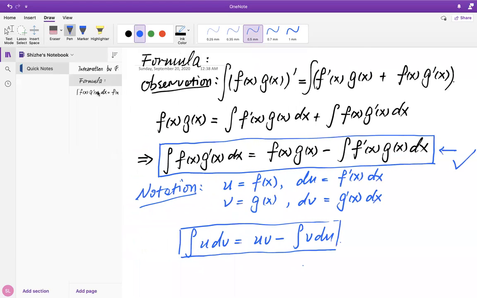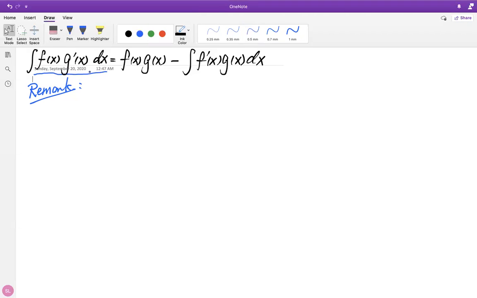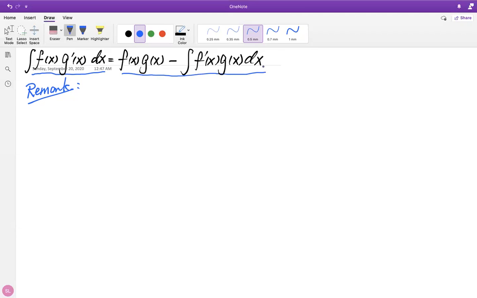Finally, I want to give you a few remarks. Here I just rewrite the formula. Let's look at this formula and think about this. Before, we were trying to evaluate the left-hand side. And this formula looks like it transfers this simple expression to a much more complicated expression. So what is the benefit of doing so? This is our first remark: when to use this formula?